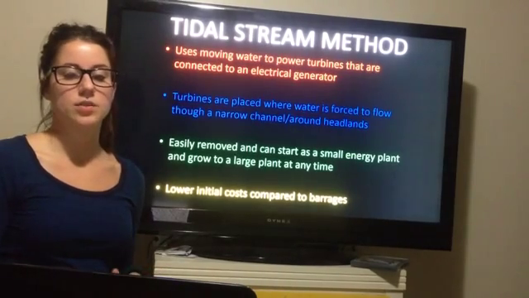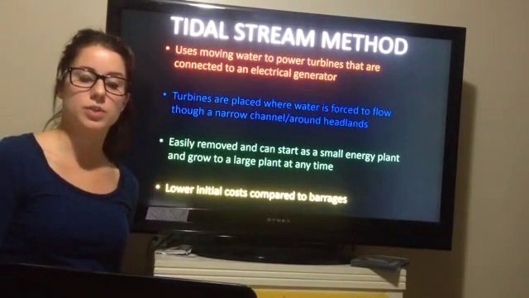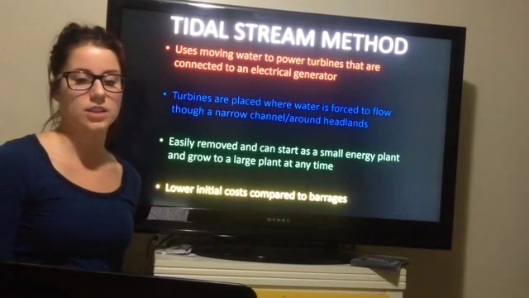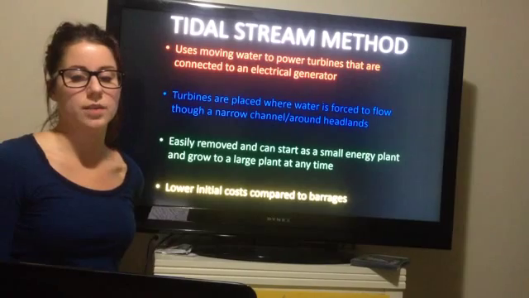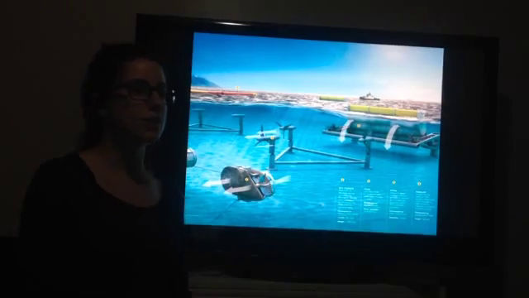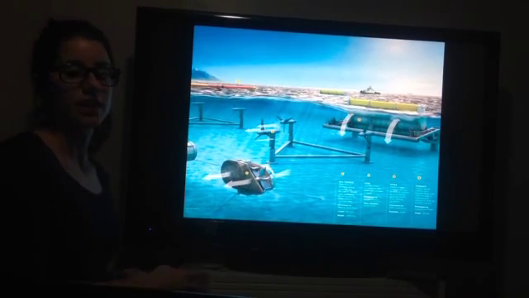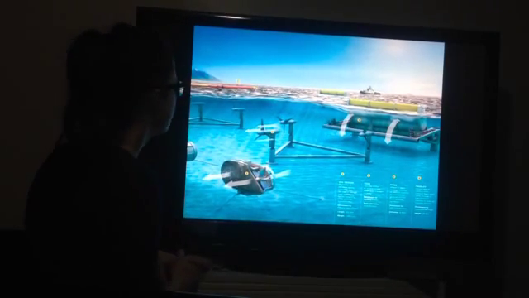This method is easily removable and can start as a small energy plant and grow to a large plant at any time. This feature facilitates lower costs initially compared to barrages. So this picture just shows all the different types of turbines that can be used in a tidal stream method.